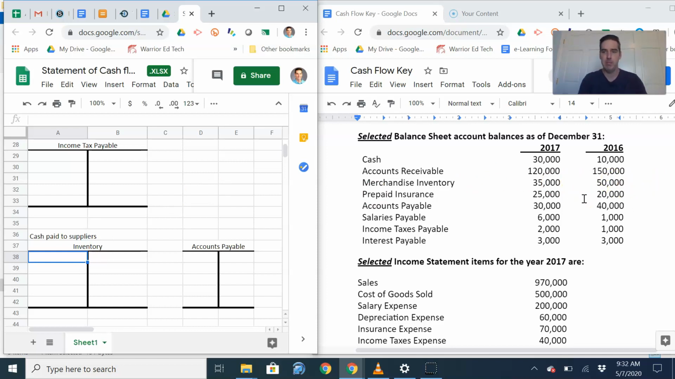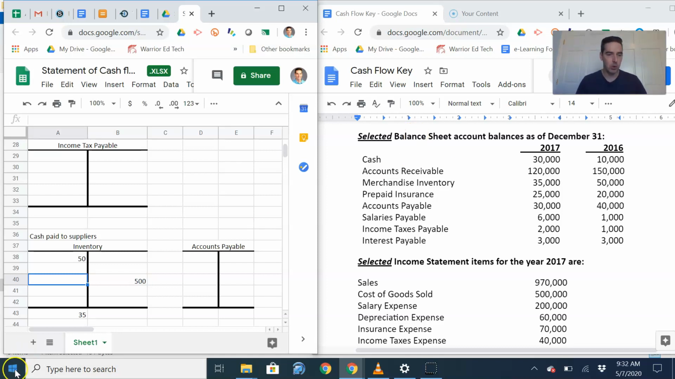So my beginning balance is 50,000. My ending balance is 35. And what makes it go up is purchases. So when I purchase inventory, inventory is going to go up. What makes inventory go down is as I sell it. So I have 500,000 here. So we need to be 35,000 greater than the 500. So this grand total here should be 535.